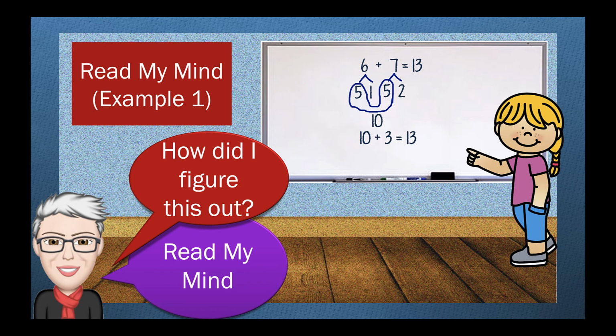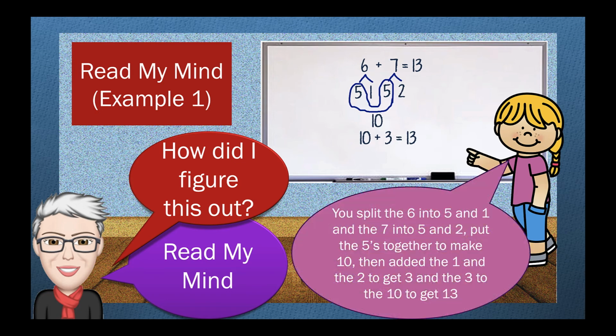As you can imagine, first graders loved this activity, and they quickly became adept at reading the teacher's mind. In this case, for example, one or more children explained that she split the 6 into 5 and 1, and the 7 into 5 and 2, put the 5s together to make 10, then added the 1 and the 2 to get 3, and the 3 to the 10 to get 13.